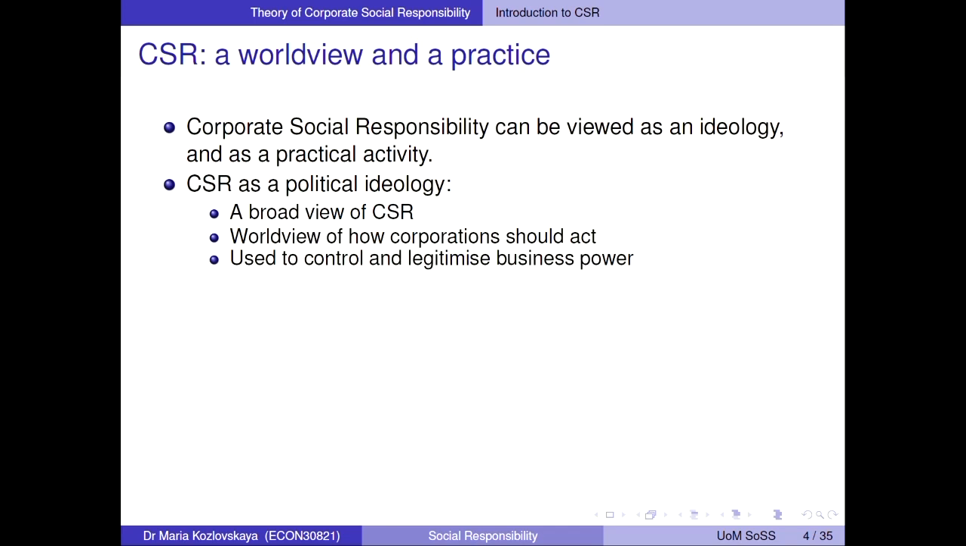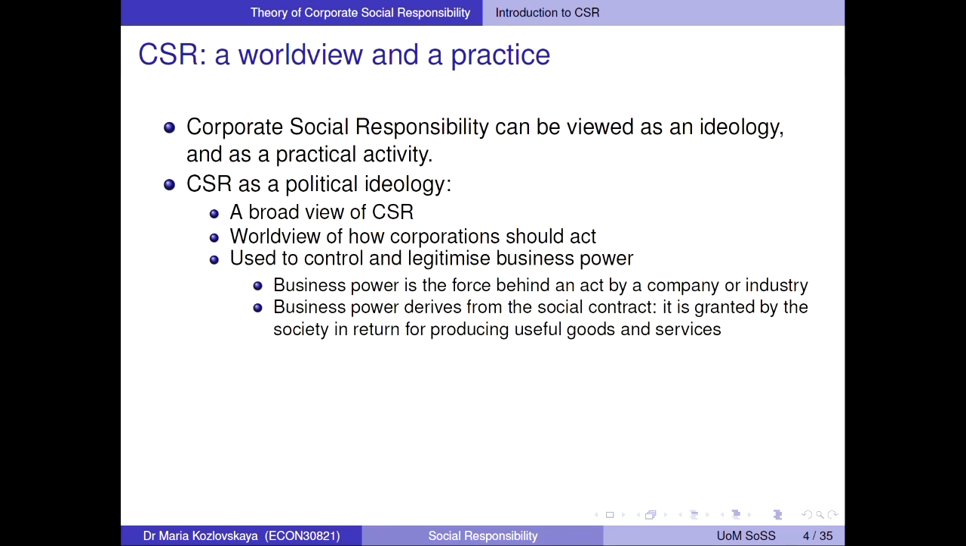Business power isn't something we consider in economics, it's more of a term from other social sciences. Just to remind you, because I know some of you have taken modules on CSR, power is a force behind an act. It makes an entity increase their strategy set, from a game theory point of view, which means they have an influence on other players' payoffs.